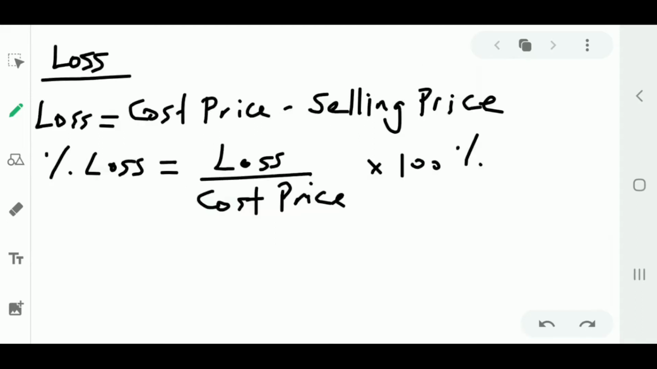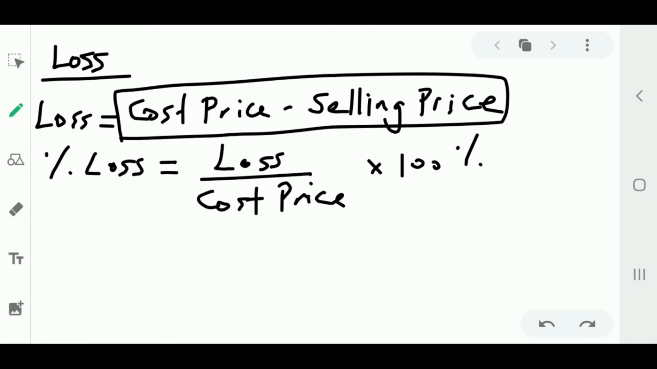Now we're going to do loss. So loss is equal to the cost price minus the selling price. So let's say you bought an item, but you had to sell it for less than you purchased it for. That means you made a loss on your investment. So it's cost price minus selling price. Now if you want the percentage loss, it is the loss that you found here, by finding the cost price minus selling price, over the cost price times 100%.